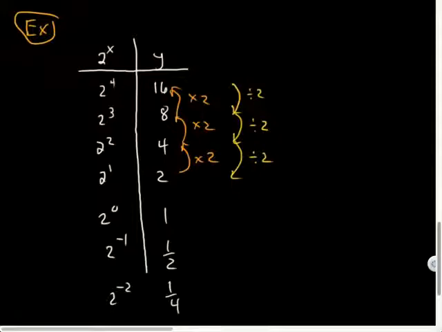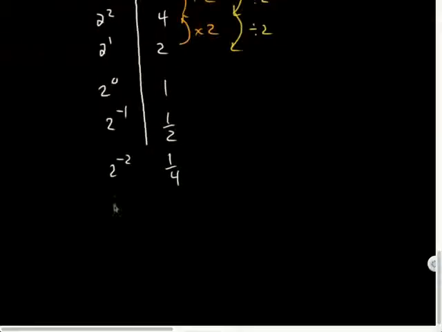1/4. Then 1/8. 1/16. Right? 2 to the negative 5th would be 1/32nd. Then 1/64th. 1/128th. 1/256th. 1/512th. 1/1024th. 1 over 2056. Right? It would just keep going like that.